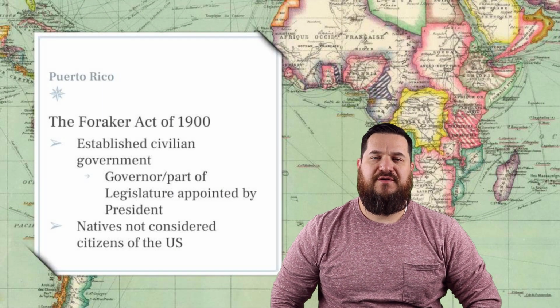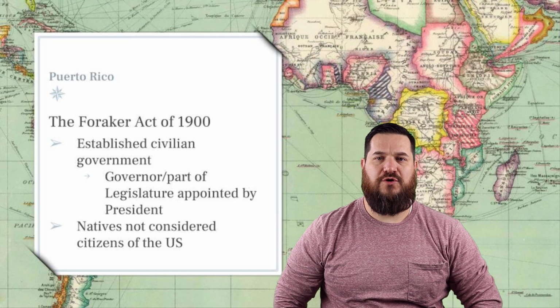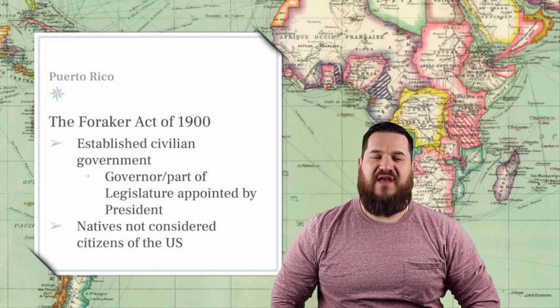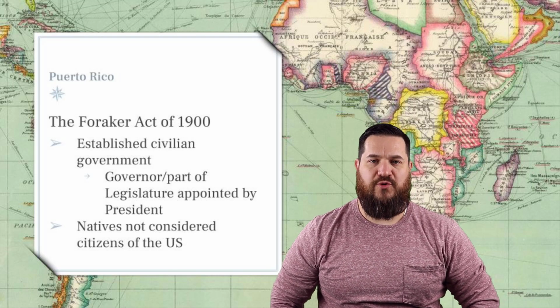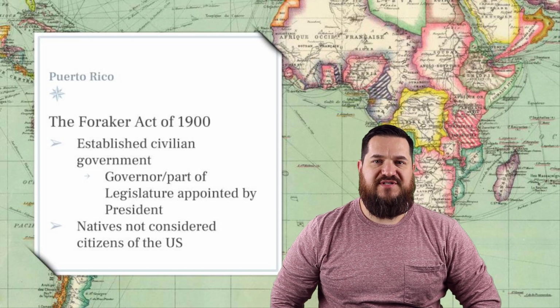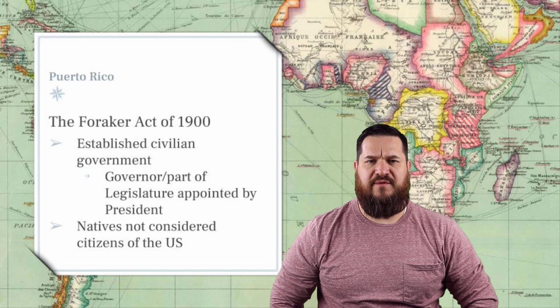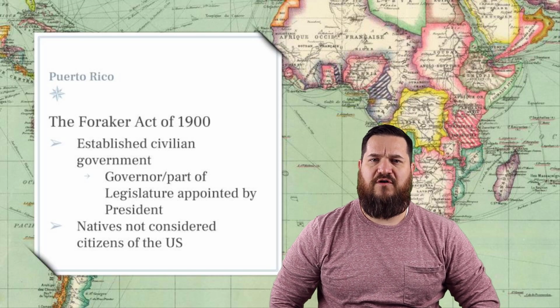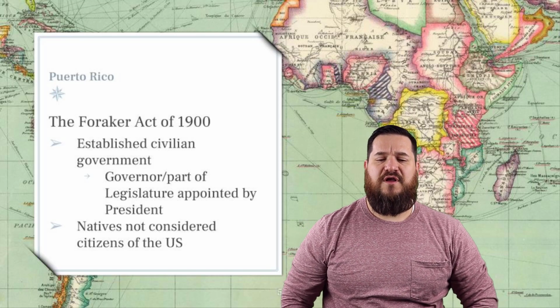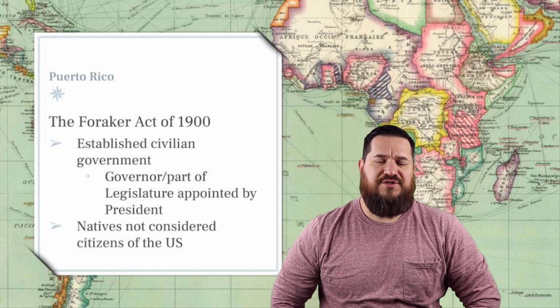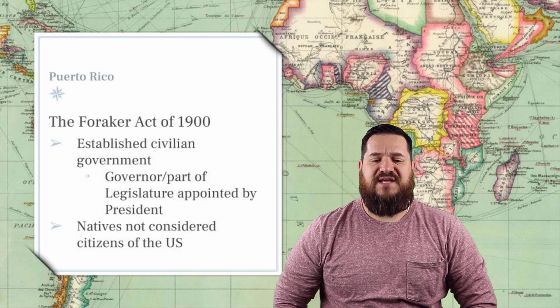In 1900, the United States passed a thing called the Foraker Act. This was meant to end the military rule of Puerto Rico. It established a civilian government. This civilian government, though, wasn't what we would really think of a U.S. government being, because most of the people involved in the government, the governor and most of the legislature, were actually appointed by the President of the United States.